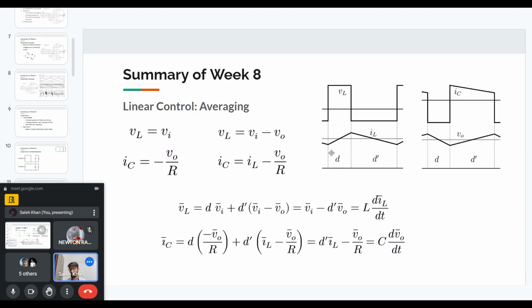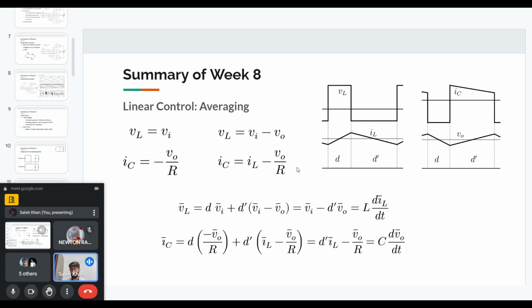D will be the fraction of time for which we have the D subinterval out of the full time. So d will be a fraction. And similarly, d prime will be 1 minus d, because d plus d prime should be 1, that is the total time Ts.